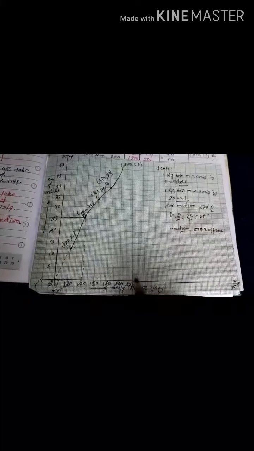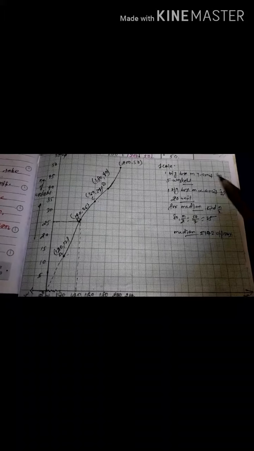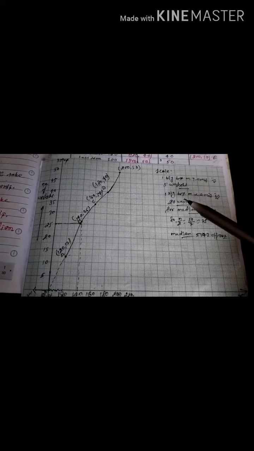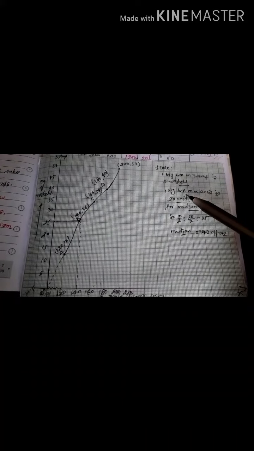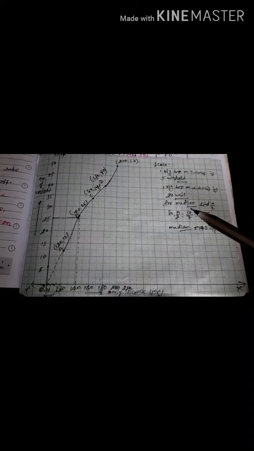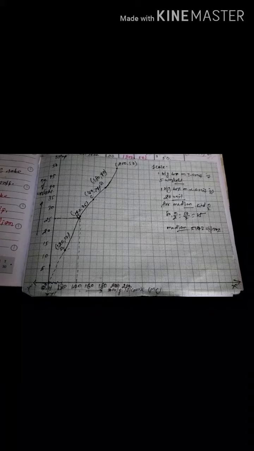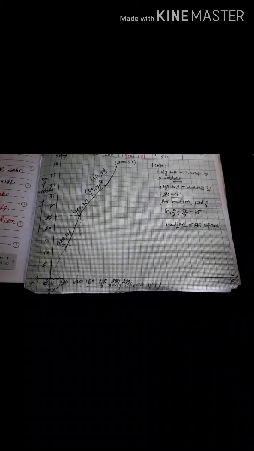See, here there is a graph on which I have taken on y-axis number of workers and x-axis daily income in rupees. I have chosen a scale. One big box on y-axis is 5 workers. One big box on x-axis is 20 units, that is 20 rupees. For median, you know we have to take n by 2 and then you have to find the median by taking the graph with the help of CF.